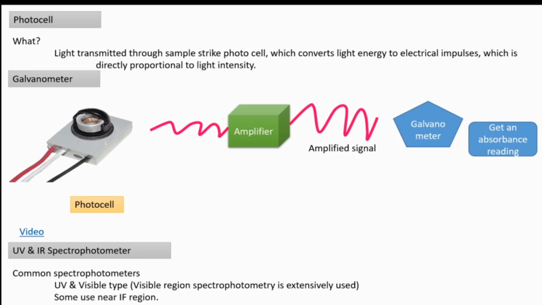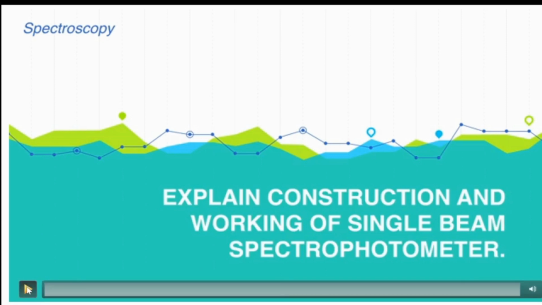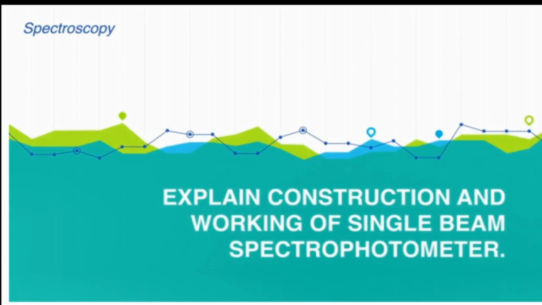After getting that value, we can compare it with a known set of standard recorded values that we have already taken and kept formally. Okay, that's about the different parts of the spectrophotometer. Next, we are going to see the working principle of the spectrophotometer, how it works. Explain construction and working of single beam spectrophotometer.